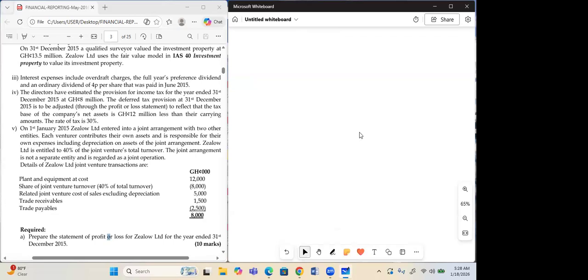Yes, please. So the moment it's about income tax, what did I ask you to do? You said we open 2 accounts. What are the 2 accounts? The deferred tax provision account and the income tax expense. So deferred tax.